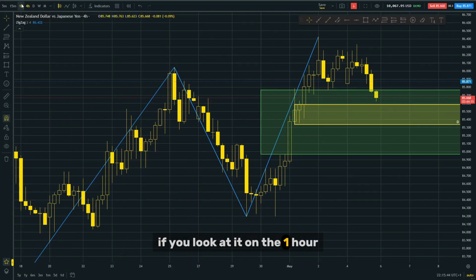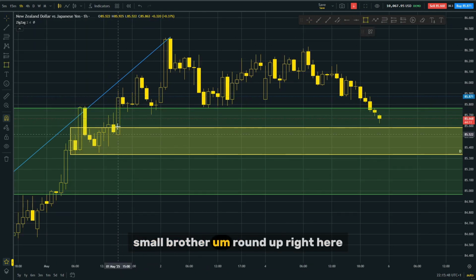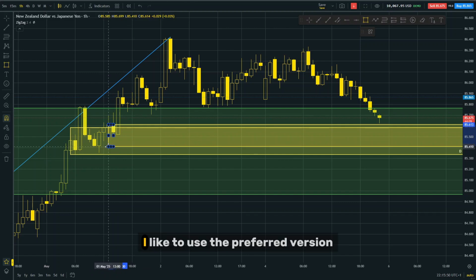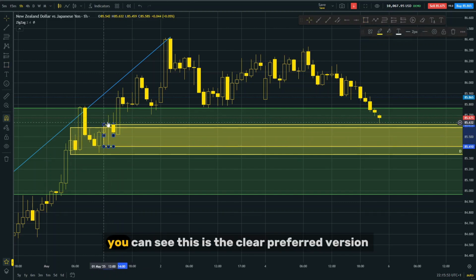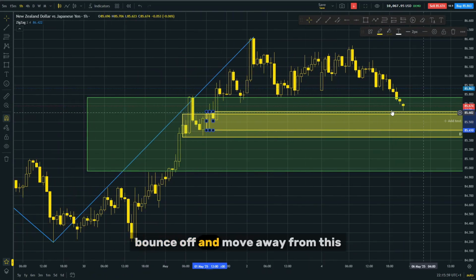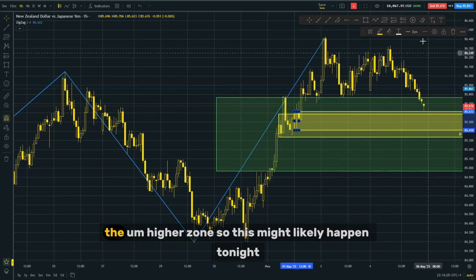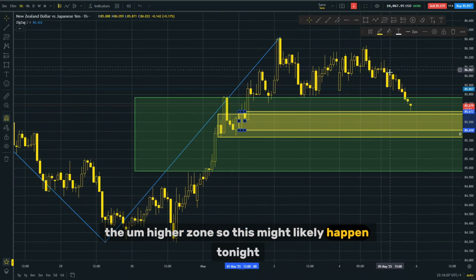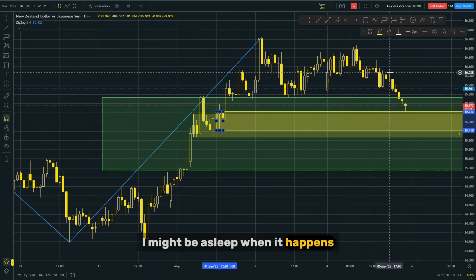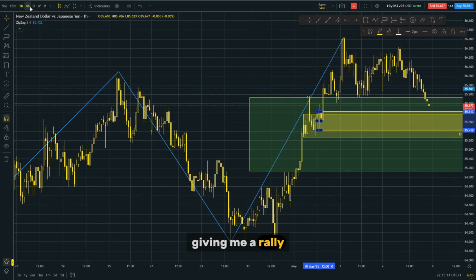If you look at it on the 1 hour, you'll find it, big brother, small brother, round up right here. I like to use the preferred version. You can see this is the clear preferred version. So within this zone, I expect to see price bounce off and move away from this region into the higher zone. So this might likely happen tonight. I might be asleep when it happens, but I might wake up and see price already giving me a rally.